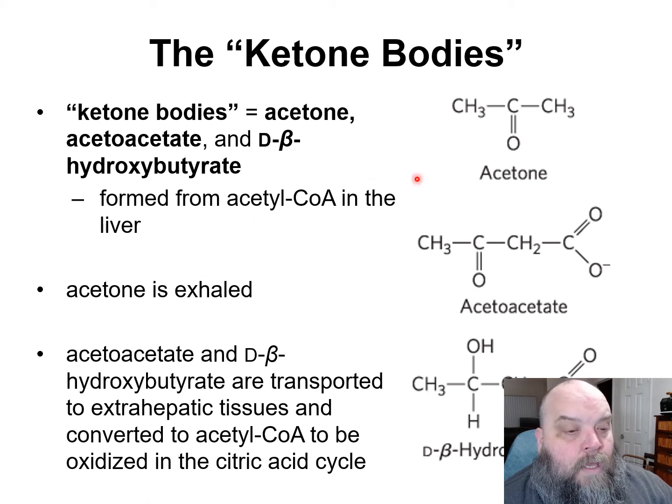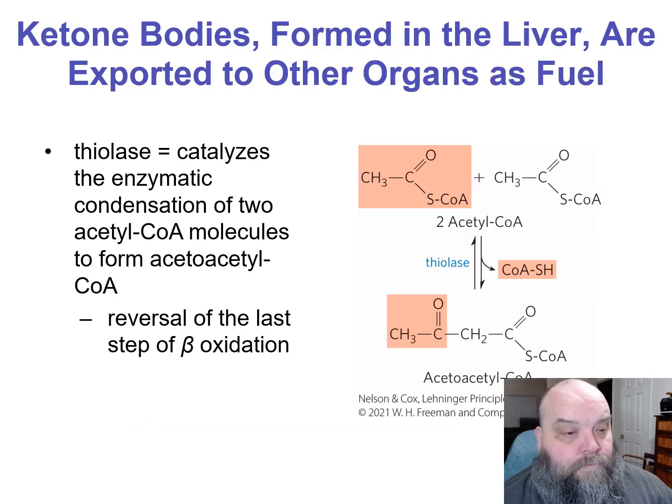So, acetone is exhaled. Acetone gets into the bloodstream, but it diffuses across the alveoli, and it's volatile, so you breathe it out. The acetoacetate and the beta hydroxybutyrate stay in the blood and are transported out of the liver and then converted in the cells into acetyl-CoA, which will then go into the citric acid cycle.